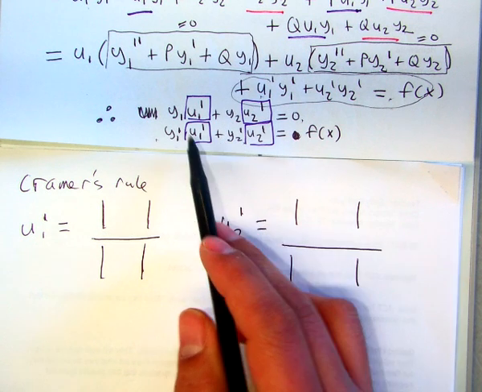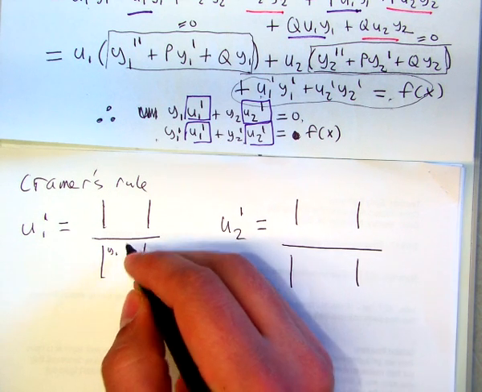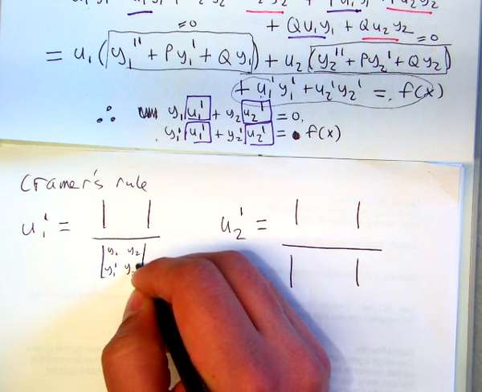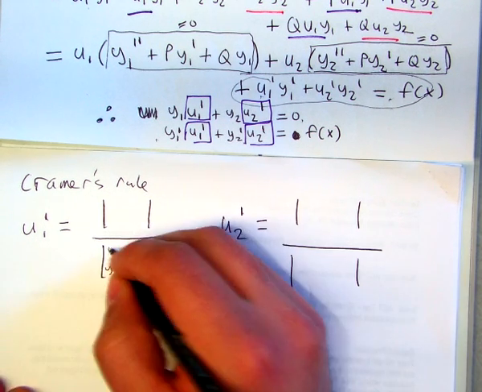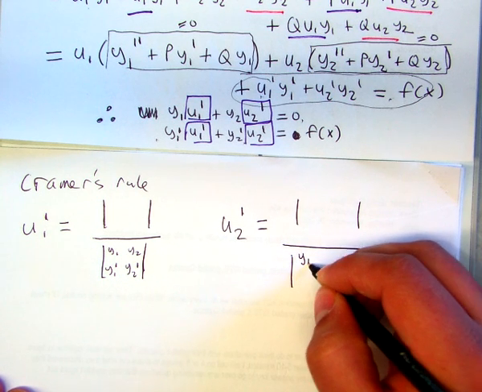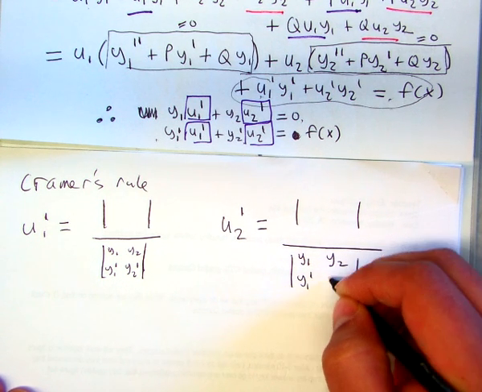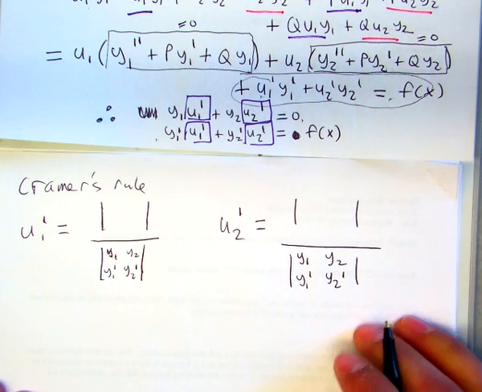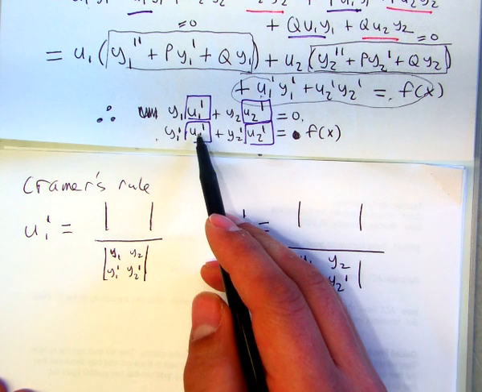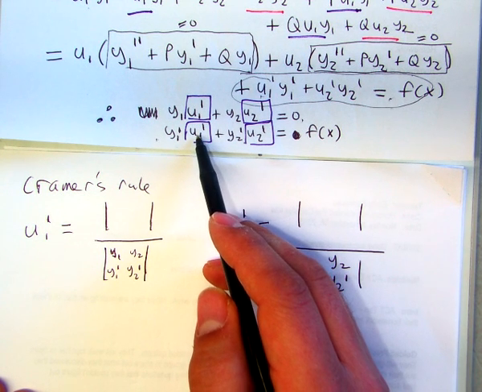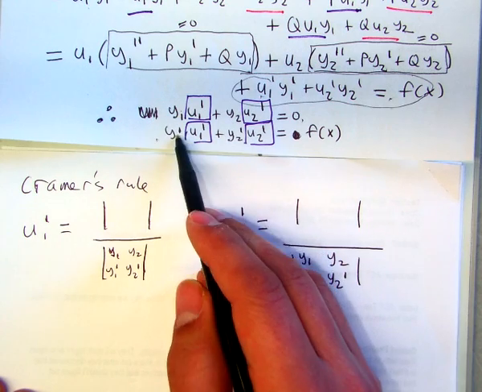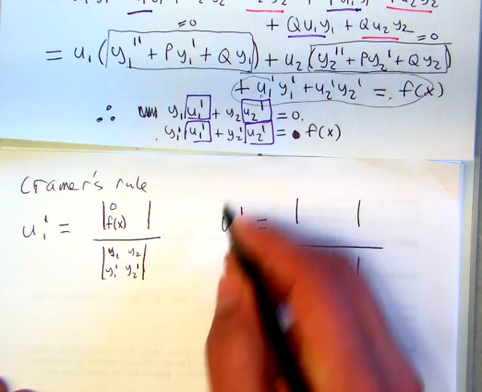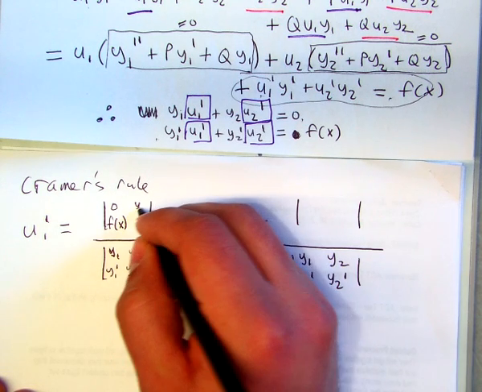So in this case it would be y1, y2, y1 prime, y2 prime. And then same with the other one, y1, y2, y1 prime, y2 prime. And then the numerator, if I'm looking for u1, in the u1 column, I'm going to get rid of y1 and y1 prime, and instead I'm going to put 0 and f of x. And I'll leave the coefficients of u2 prime as y2 and y2 prime.